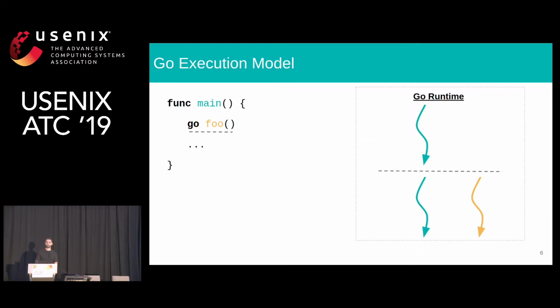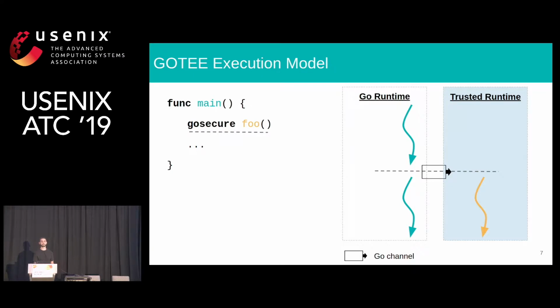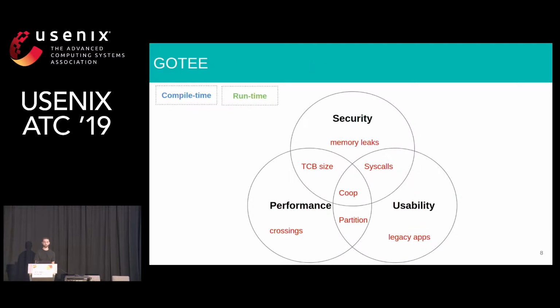So in Go, a Goroutine is a user-level thread that executes a function call concurrently to the main program. And you can spawn a new one by just prefixing the function call with the Go keyword. And GoSecure works in exactly the same way, except that your routine is going to be a secured routine executing inside the trusted execution environment. And that's it. That's all you need to do. Our compiler, GOTEE, takes care of the rest.